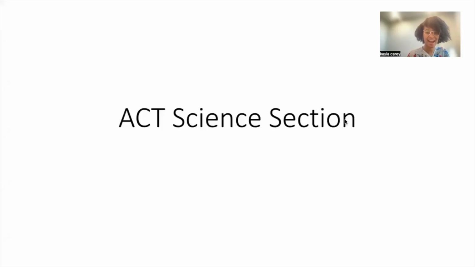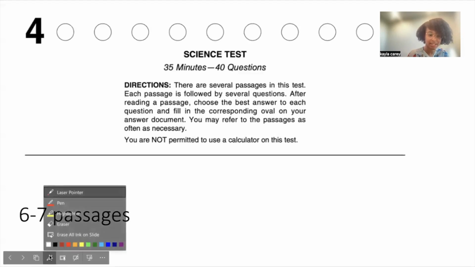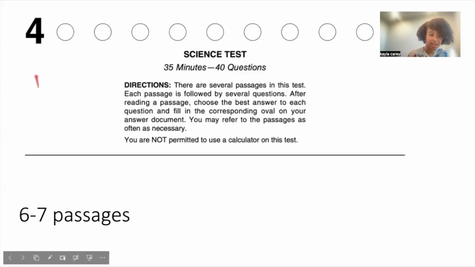Hello, today I'm going to go over very briefly the ACT Science section. So, what is the ACT Science section? Well, the ACT Science section is the very last section of the ACT. As you can see here, there's a 4, so it's the very last test out of 4. So if you take your ACT exam, this is going to be the very last thing you're going to see.